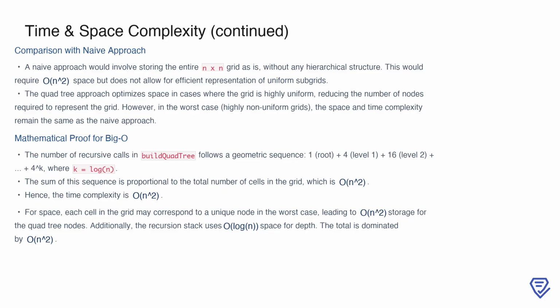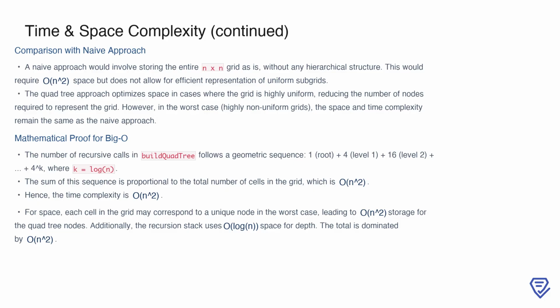To mathematically confirm the time complexity, we note that the number of recursive calls in build quad tree follows a geometric sequence, 1 for the root, 4 at the next level, 16 for the level after, and so on, up to 4 to the power of k, where k equals log n. The sum of this sequence is proportional to the total number of cells in the grid, which is O(n squared). For space, the worst-case scenario involves n squared nodes, 1 per cell, along with an O(log n) recursion stack.